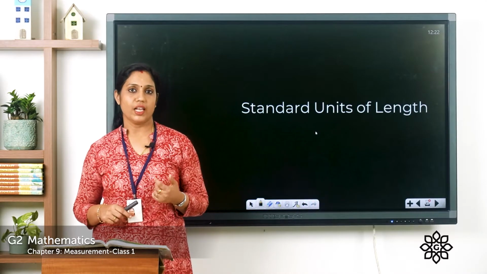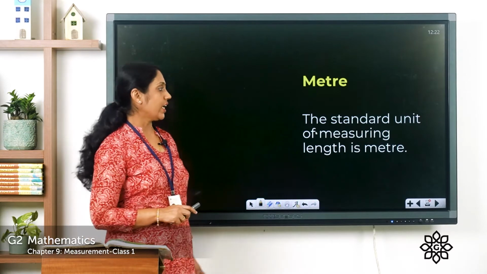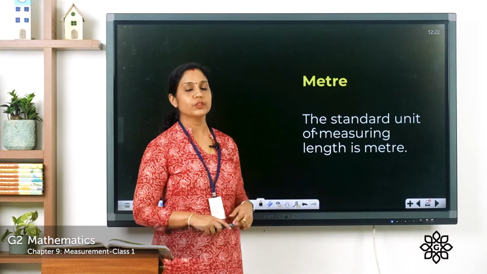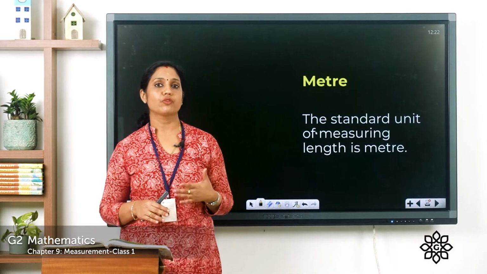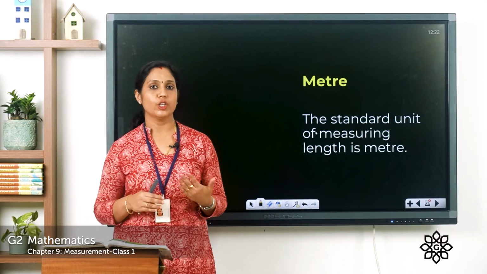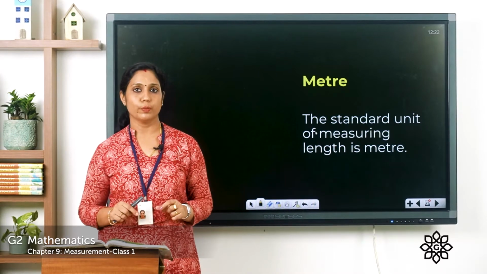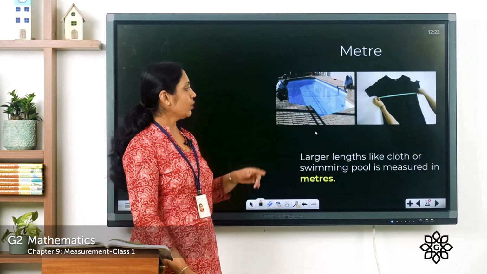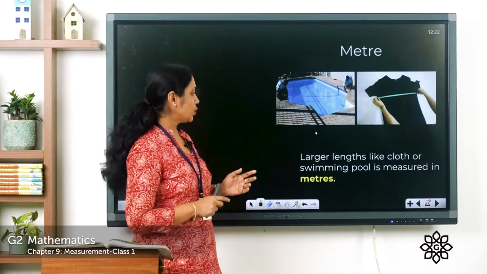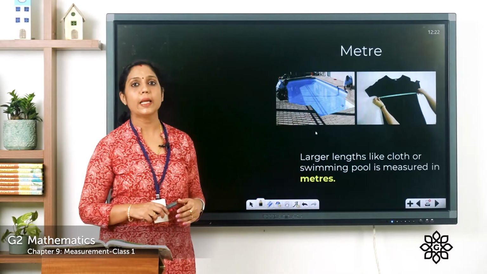Standard units of length. The standard unit of measuring length is the meter. So when you go to a shop and you want a frock, you ask for cloth. What do you say? You say you want 2 meters, 3 meters, etc. So that is the standard unit to measure length, that is meter. Larger lengths like a swimming pool or cloth are measured in meters.